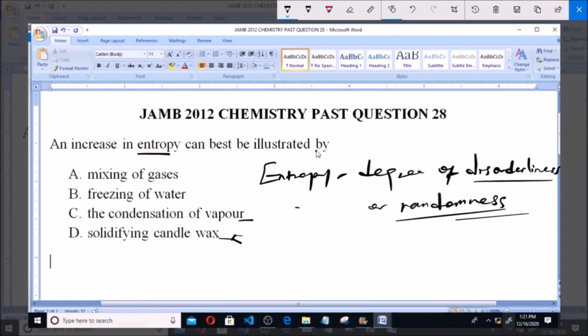But looking at option A, mixing of gases, when gases are mixed together in a given container, what happens? These gases begin to bombard each other, thereby increasing randomness and disorderliness, because they bombard each other and also the wall of the container, thereby increasing entropy. So mixing of gases increases entropy, but the rest here are decreasing entropy. So the answer to our question is option A.